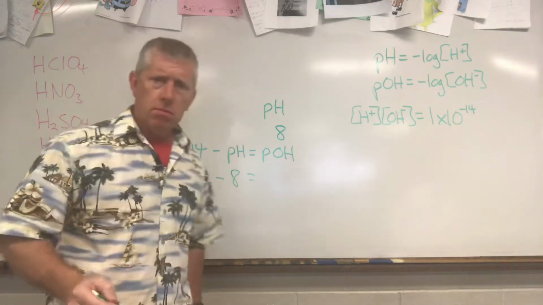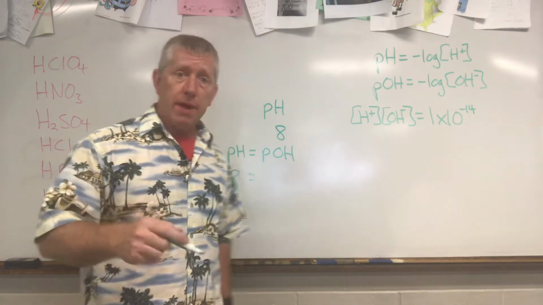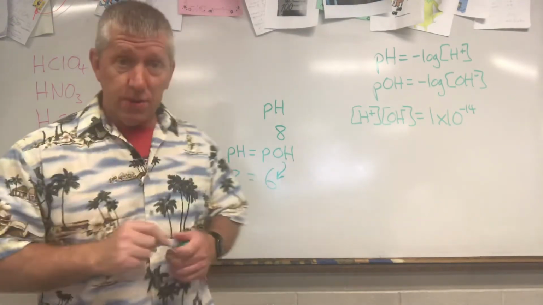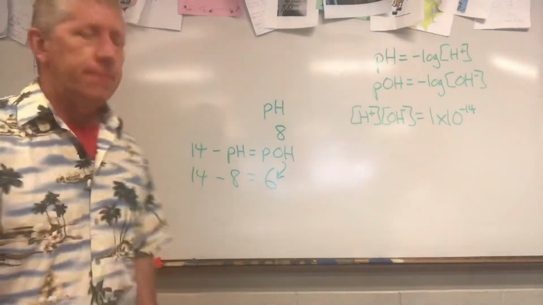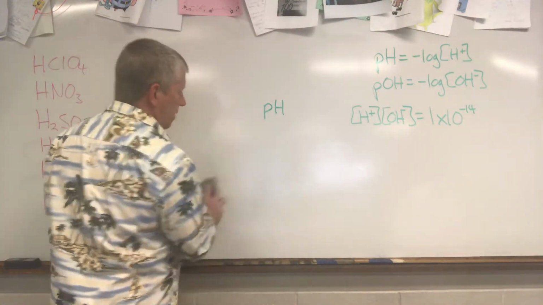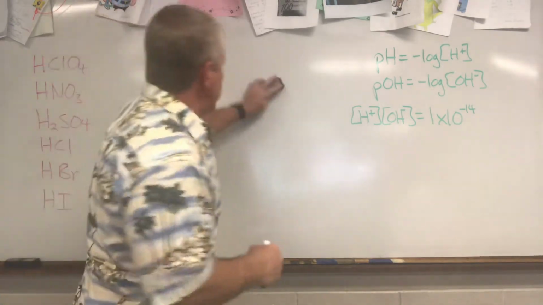Anybody have a calculator? You did. Billy, what'd you get? 6? Okay, 6. Your pOH would be 6. It just reverses the scale is what you're doing. Most of the time we don't do pOH, although sometimes we will. We'll come back to it, but most of the time we're doing pH. But these equations we need to know how to do, so let's dive in and do one.